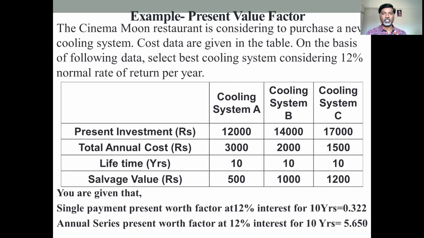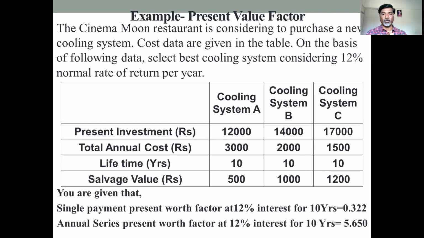So cooling system A, cooling system B, cooling system C, three cooling systems are given. Their present investment, the cost of that particular system A, B, C is also given. The present cost for system A is 12,000 rupees, for B 40,000 rupees, for C 70,000 rupees. Total annual cost is nothing but maintenance cost, which will be 3,000 for machine A, 2,000 for machine B, and 1,500 for machine C. The lifetime of the machines are given. All machines are having equal life period, that is 10 years is the lifetime.